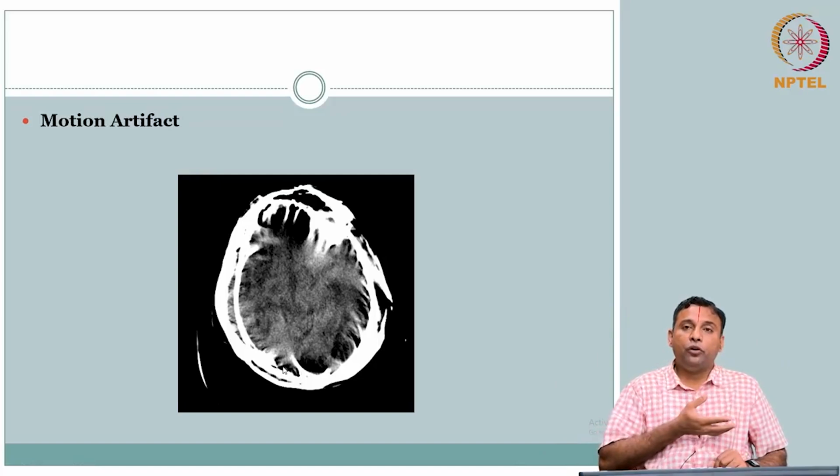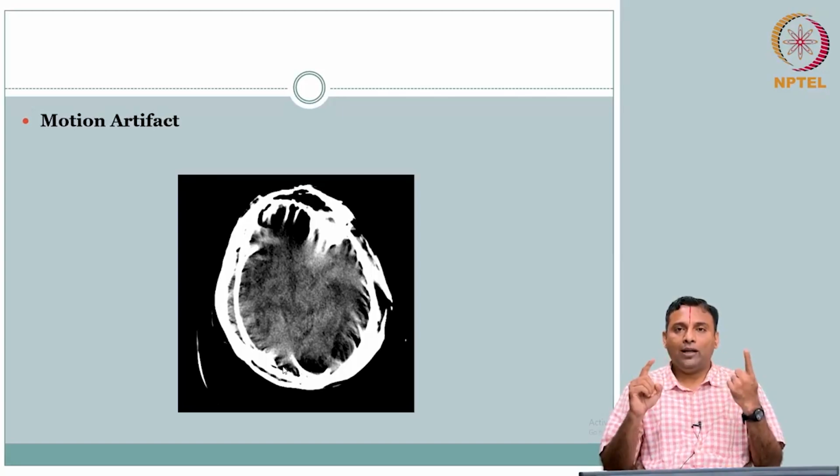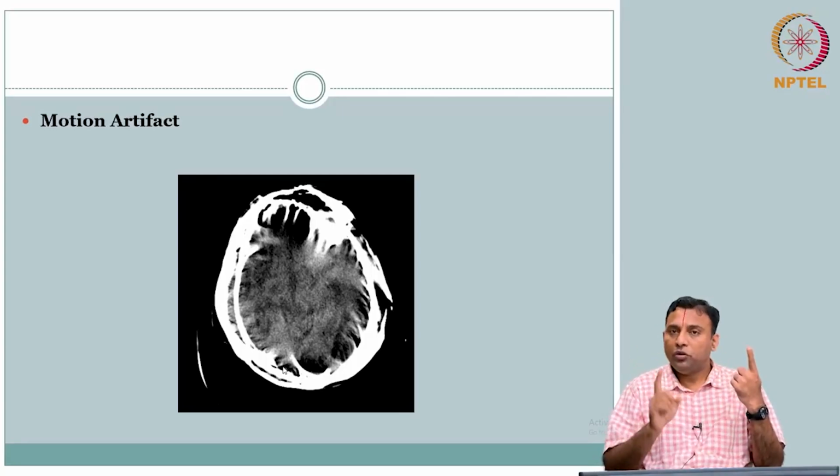But for example, if you are going to do a CT of your heart, it is always going to move. So fundamentally you have to do a high frame rate, but after that, what do you do?